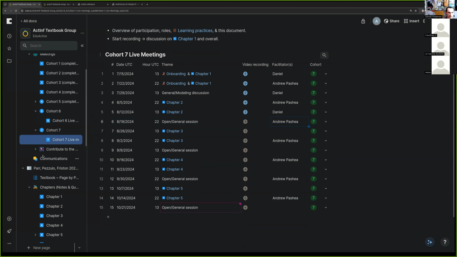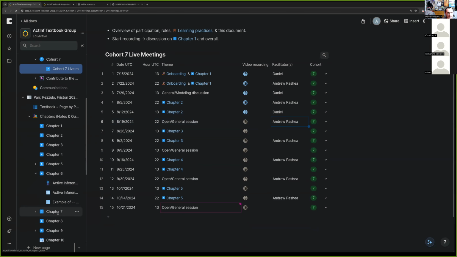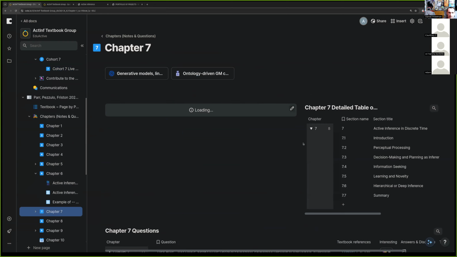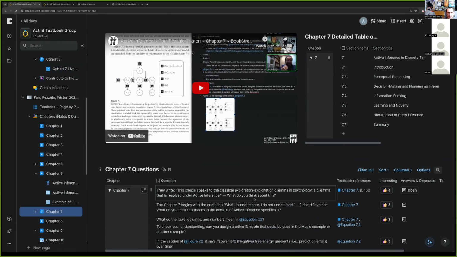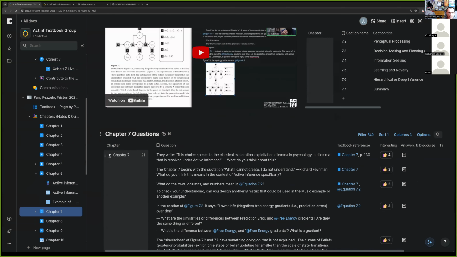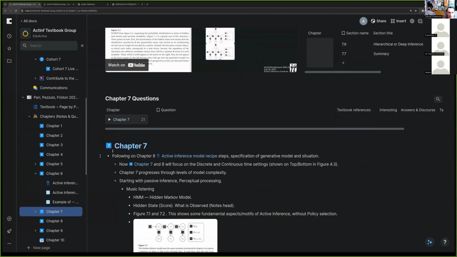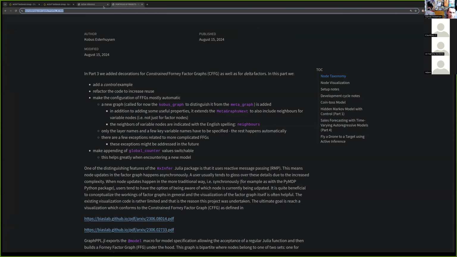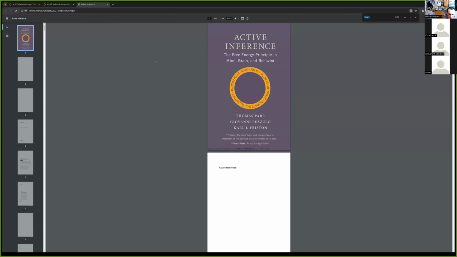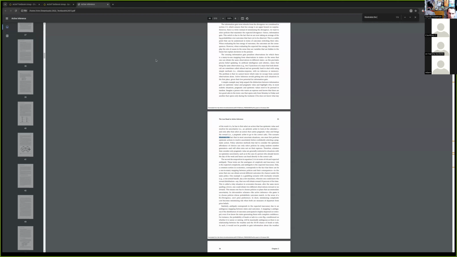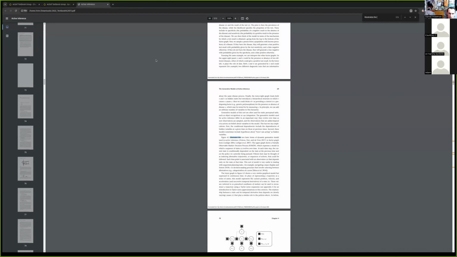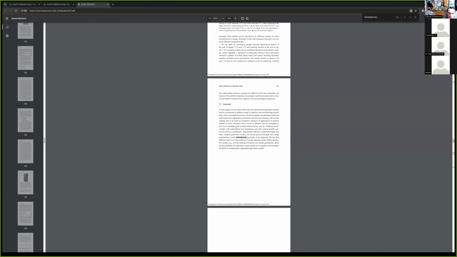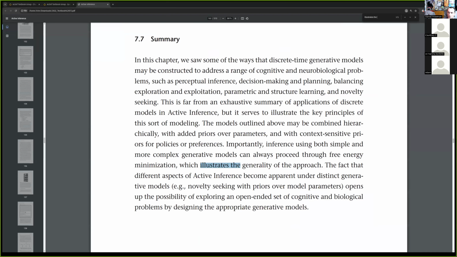Okay, thank you. So in chapter 7, in the summary, it says that inference using both simple and more complex generative models can always proceed through free energy minimization, which illustrates the generality of the approach. And my question is about whether or not there is a partition function for the model of the minimum free energy state.